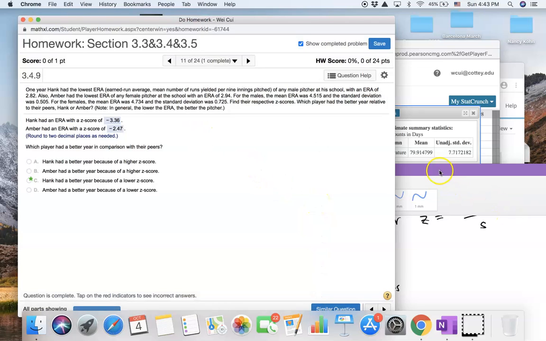Now number 11 is another question about the z-score. It says one year Hank had the lowest ERA of any male pitcher at his school, with an ERA of 2.82. Also, Amber had the lowest ERA of any female pitcher at the school, with an ERA of 2.94.